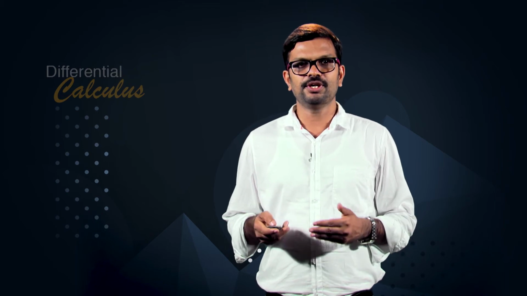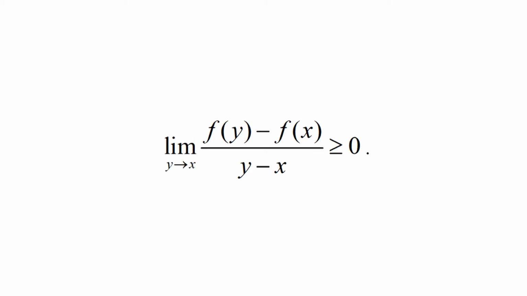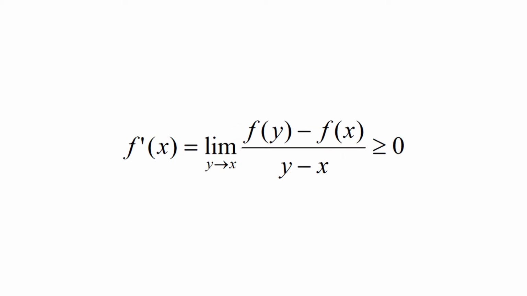Thus, for any x, y in (a, b), we have (f(y) − f(x))/(y − x) ≥ 0. So, the limit as y goes to x of (f(y) − f(x))/(y − x) is ≥ 0. Hence, f'(x) = limit as y goes to x of (f(y) − f(x))/(y − x) ≥ 0. In fact, the converse is also true.